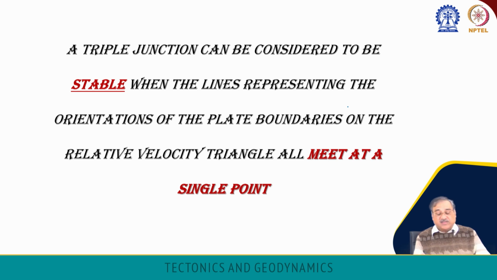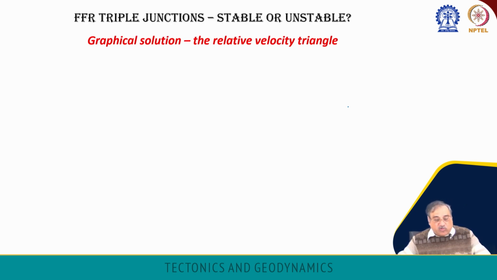If all three of these lines meet at one single point, then the boundary is considered to be stable. If it doesn't, it's unstable, and an unstable triple junction will be expected to evolve into a stable geometry with time. So this is effectively the way we look at this. Now, let's look at a different type of triple junction.